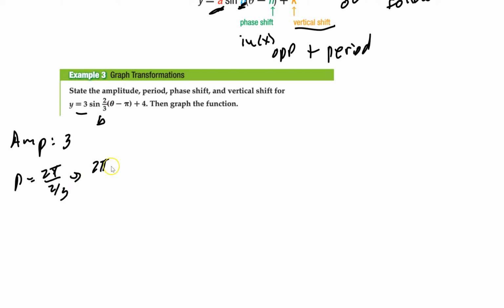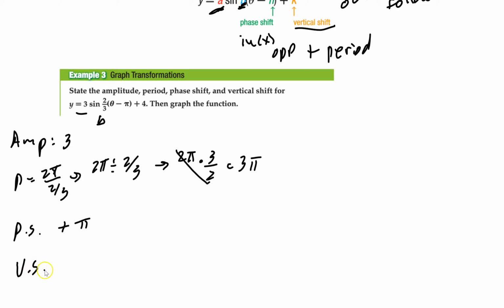2 pi divided by 2/3, which means multiply by the reciprocal. 2 pi times 3 over 2. These cancel, and I get 3 pi. Now, my phase shift, inside opposite, we're going to go plus pi. And my vertical shift, outside follow, plus 4. So let's graph this.